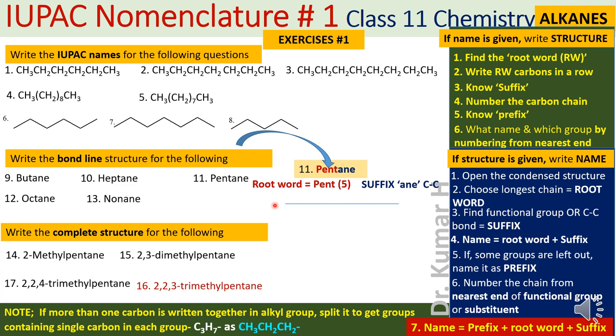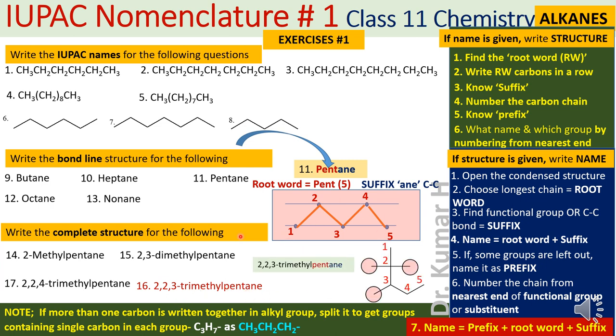For pentane, again, repeat the way of writing the bond line structure. First write 1, 2, 3, 4, 5 dots, number them and connect the dots. So this gives the pentane. This is 2,2,3-trimethyl pentane, which has also been done. This exercise has already been done earlier. These are all the methyl groups. Always the open ends are the methyl groups.